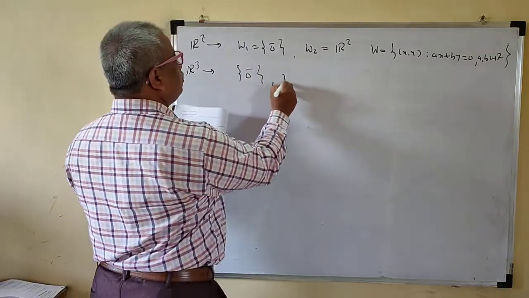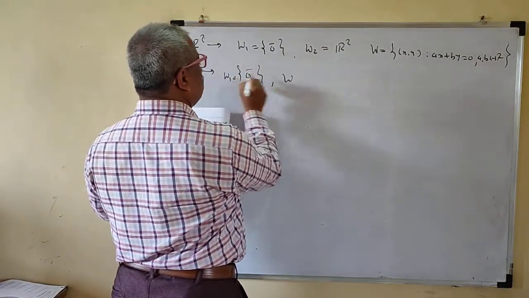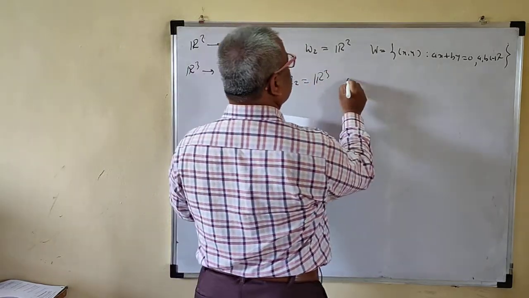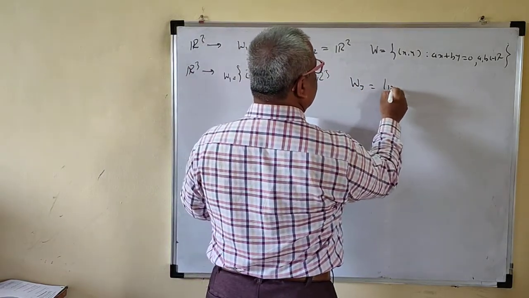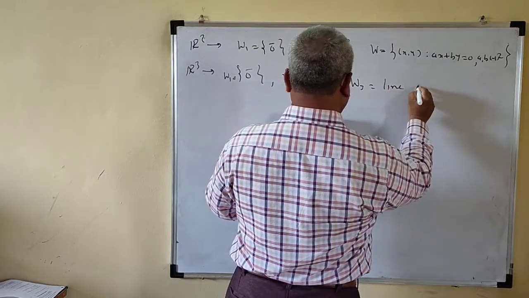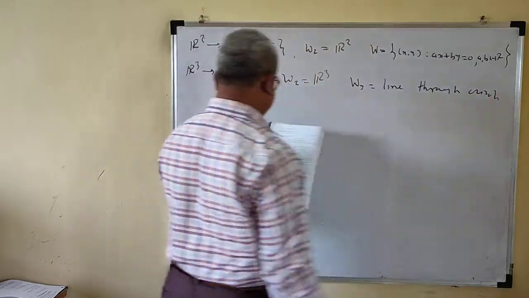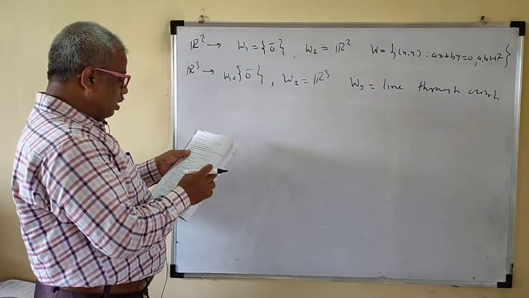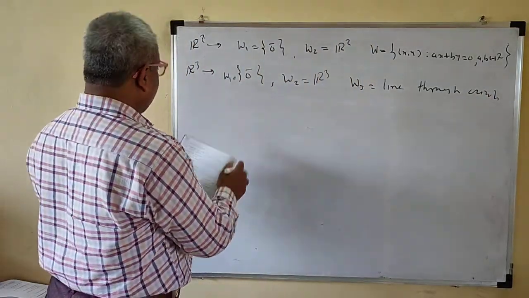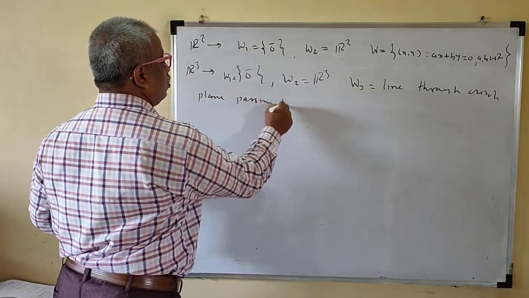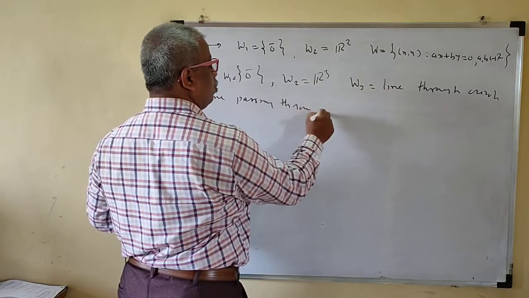So what are the subspaces of R3? The singleton {0 bar}, so this is W1. W2 is R3. And W3 is what? Say, a line through origin. Line through origin, that means what? A 3-dimensional line passing through the origin. Okay. And a plane passing through origin.